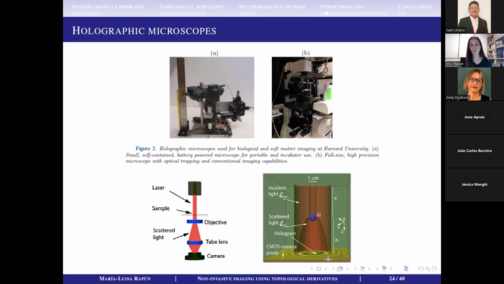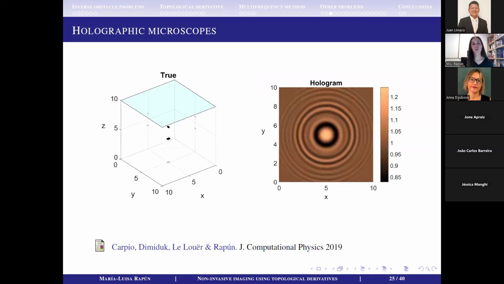And what you get is what is called a hologram. So in this case, you have very limited information, not only because you can only generate waves in one direction, but also in the way you get the information. And in this case, what is also very important is that you are not only interested in determining if you have a cell or not, but it's important to determine the shape of the cell.